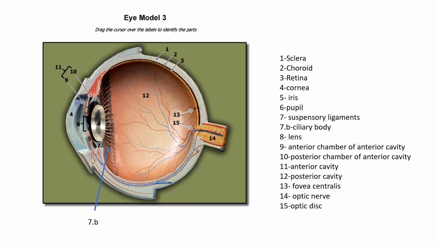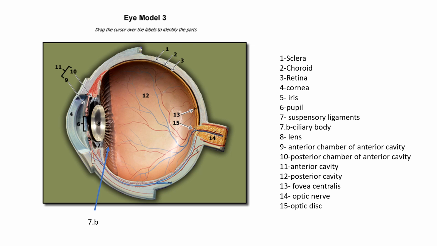Number 8, we're seeing the lens. And number 10, shown back here, is pointing to a chamber behind the iris, posterior to the iris, but anterior of the lens. So number 10 is pointing to the posterior chamber of the anterior cavity.